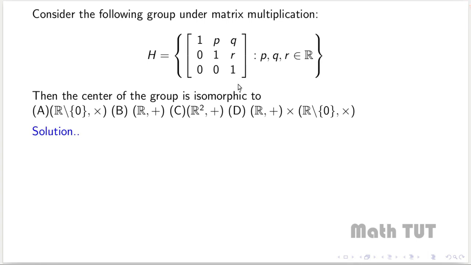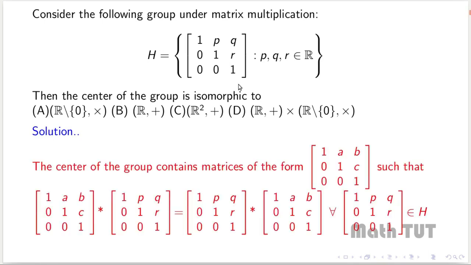In this problem, first I'm going to find the center of the group, and I'll give you a technique in which, using the first isomorphism theorem of group theory, I'll try to prove the isomorphism to some structure. As I told you, we'll first find the center of the group. So I'm trying to find all the elements in this group which commute with every other element of this form, 1 p q, 0 1 r, 0 0 1, in this particular group.